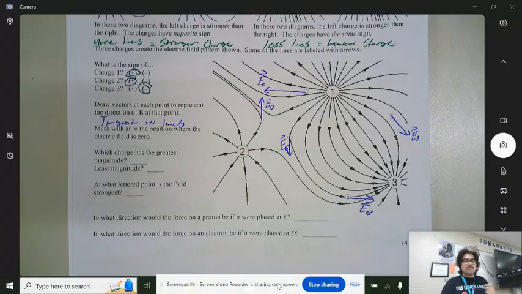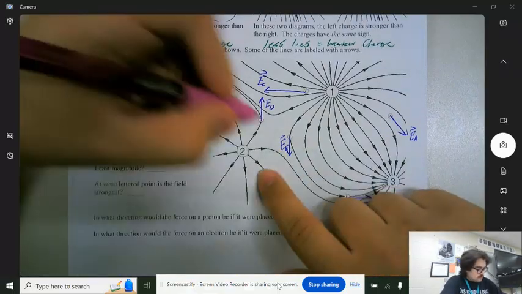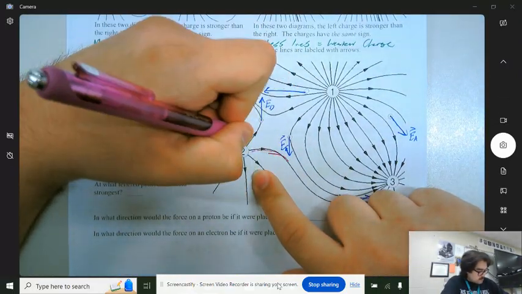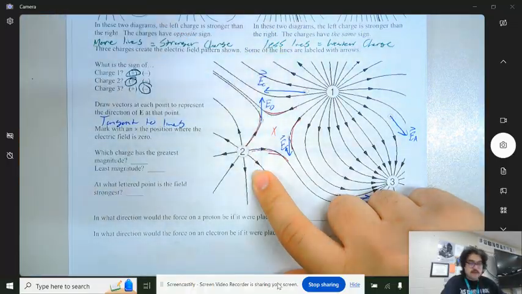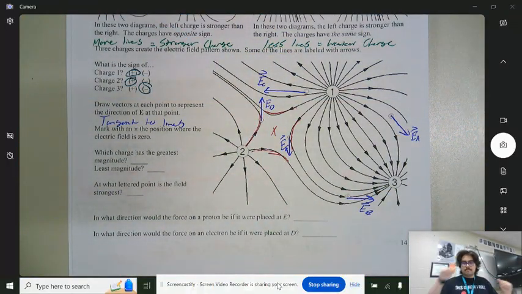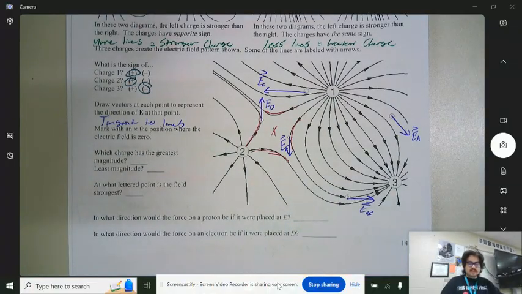We need to figure out where the electric field is 0. So do you see any diamonds in here? Oh, look, there's one right here. There's one that forms right here. There you go. That's where it is. So look for the center of a diamond to figure out where the electric field is 0.